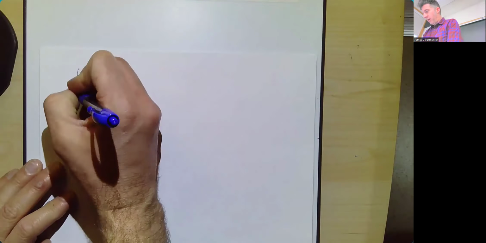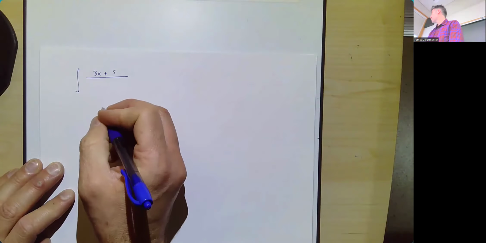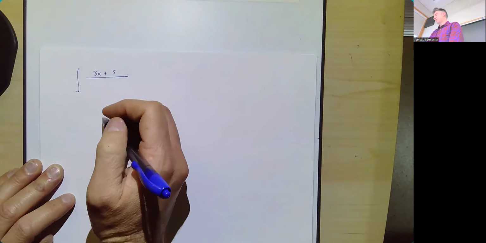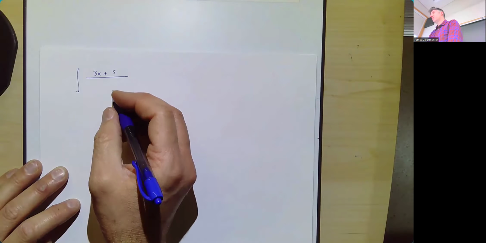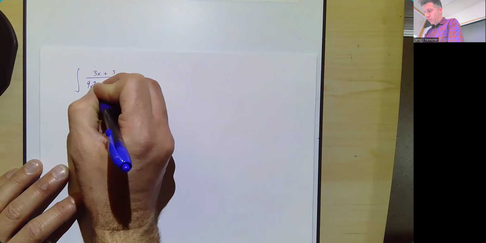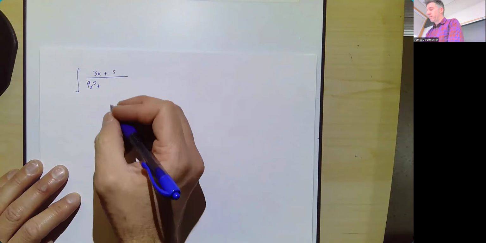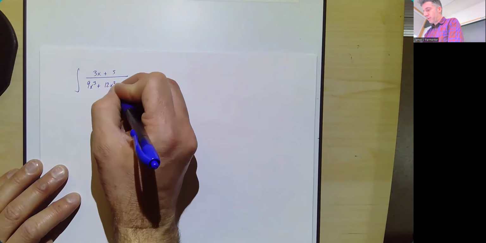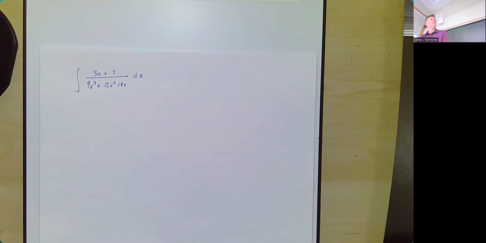So the integral of 3x plus 5, sure, I'm going to make this kind of hard, over 9x cubed plus 12x squared plus 4x. Well, that was terrible. Okay, so here's the thought process.